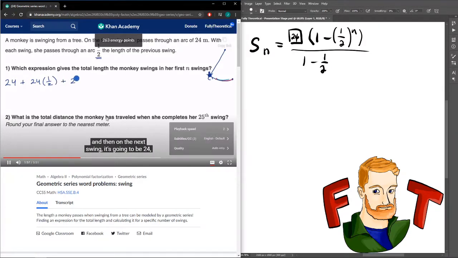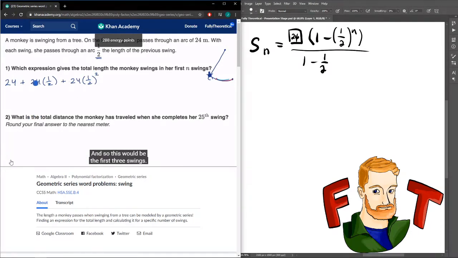And then on the next swing, it's going to be half of this. So it's going to be 24 times 1/2 times 1/2. What he's doing right now is setting it up manually, which, I mean, there's no reason to do that if you already know it's a geometric series. You just use the equation. So that's 24 times 1/2 to the second power.